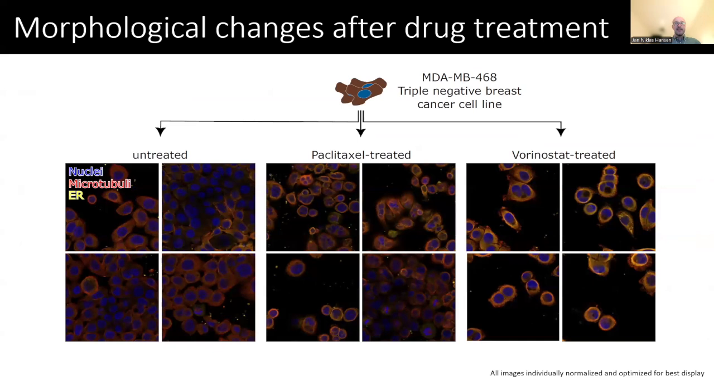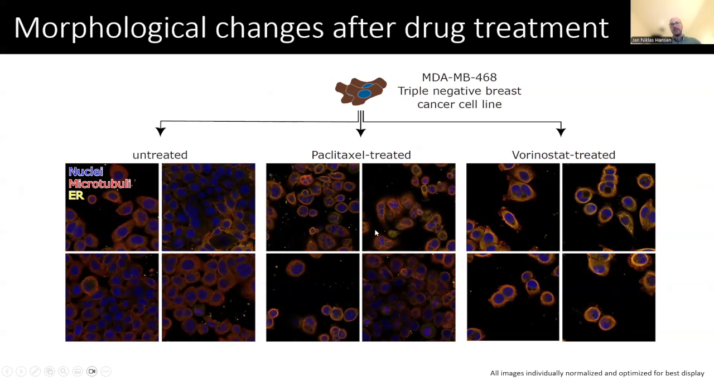So a key data set, or the first data set that we've acquired here, is based on this MDA triple negative breast cancer cell line. And this is the data set that you can work with today. And here we have characterized untreated cells, paclitaxel treated cells, and vorinostat treated cells. And at first glimpse, just seeing the cell markers, nuclei and microtubules in the area, you can already see that this coincides with definitely big changes in the cell.